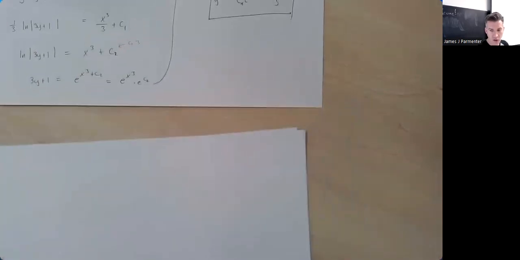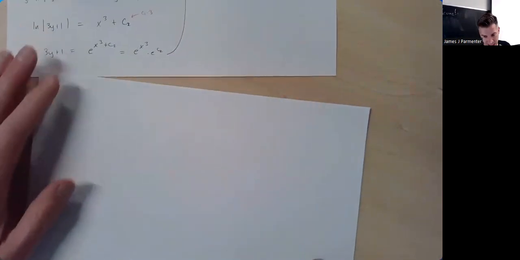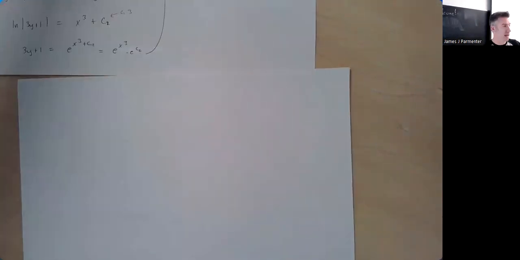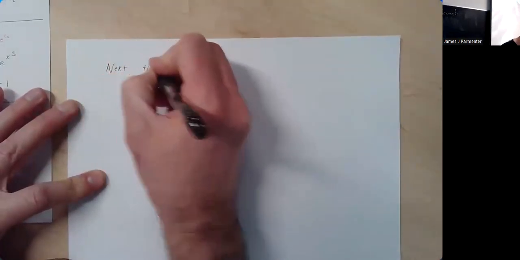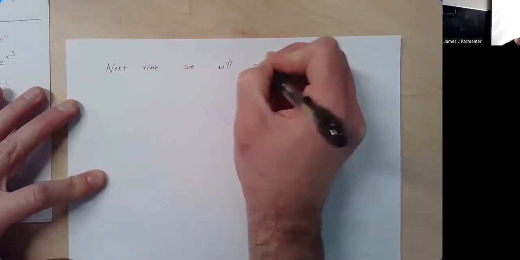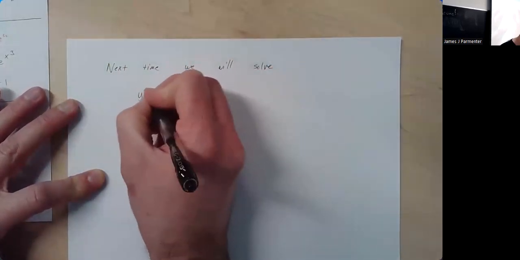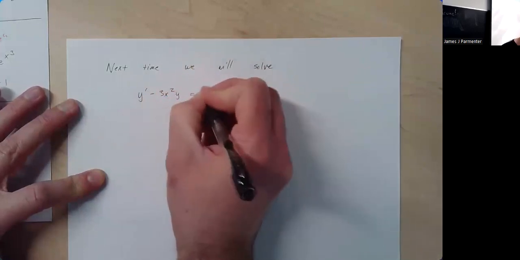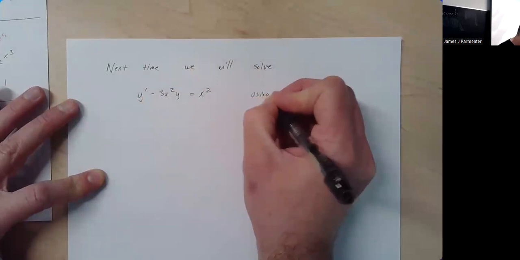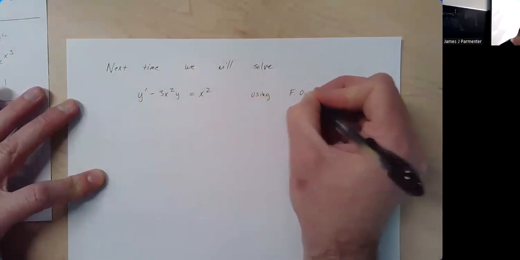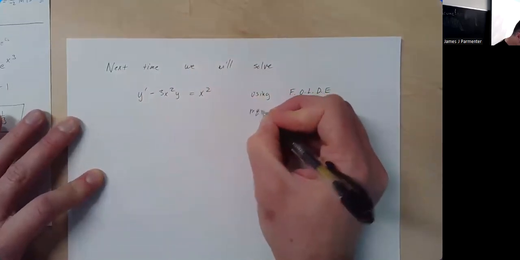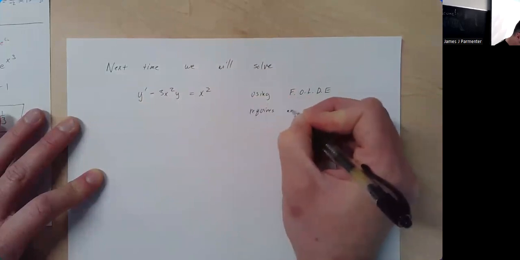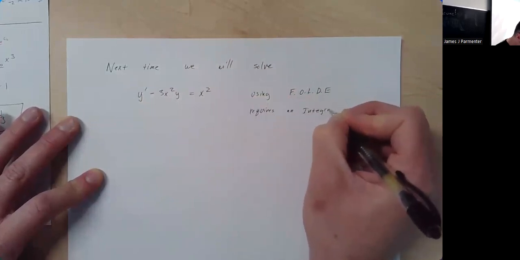We might not have enough time to do it because it's 10:48 and I don't want to keep you too late. So here's what I'll say. Next time, we will solve that differential equation, y prime minus 3x squared y equal to x squared, using first order linear differential equations, which requires an integrating factor. Here's what I will tell you.